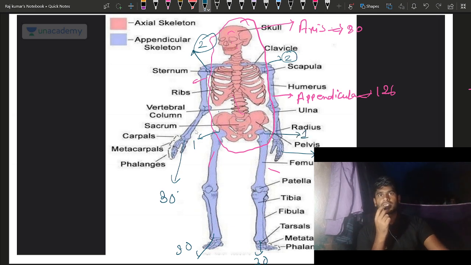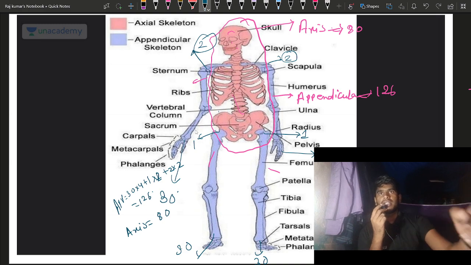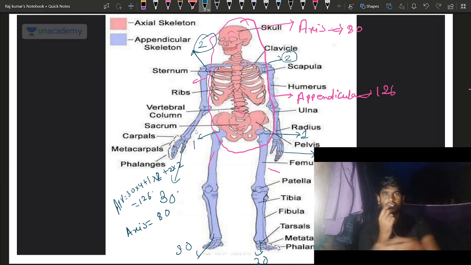So let's understand, if I write here appendicular, so 30 into 4 plus 1 into 2, and then plus 2 into 2. So 126, and then the axial part is 80. So 80 is this red color. I hope you understood this one, right?